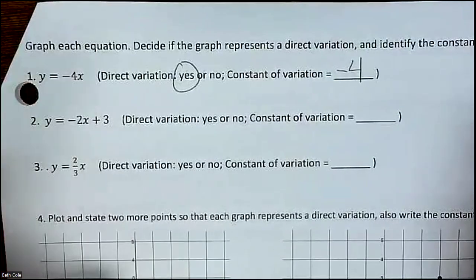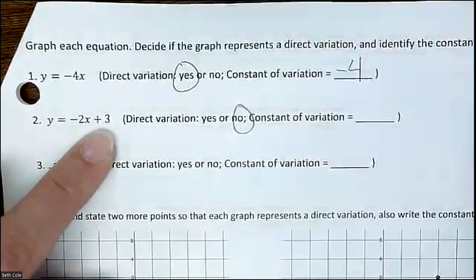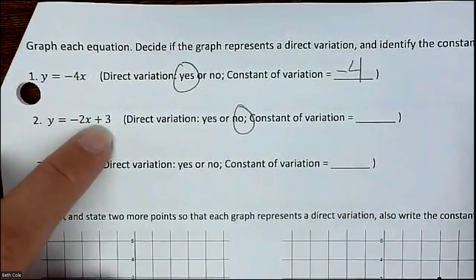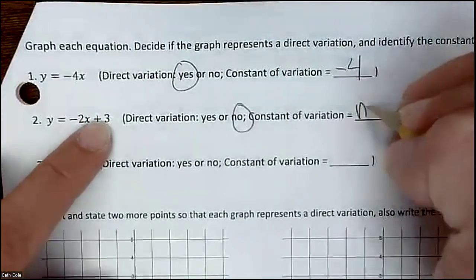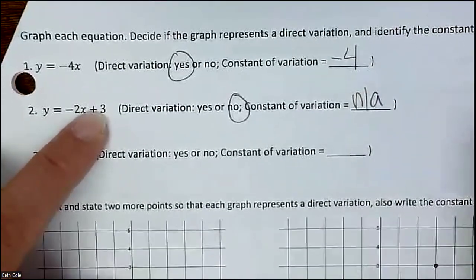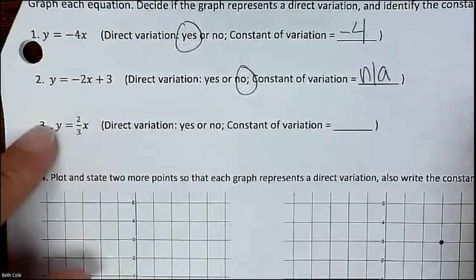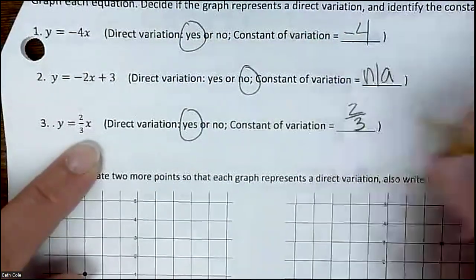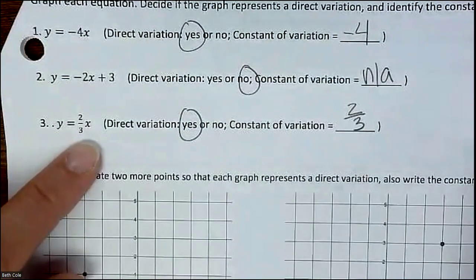Why is this one a no? It won't go through the origin. It'll go through 0, 3. So you just won't have a constant of variation, like not applicable. All right, how about this one? y equals kx. Yes, and your slope is 2/3.